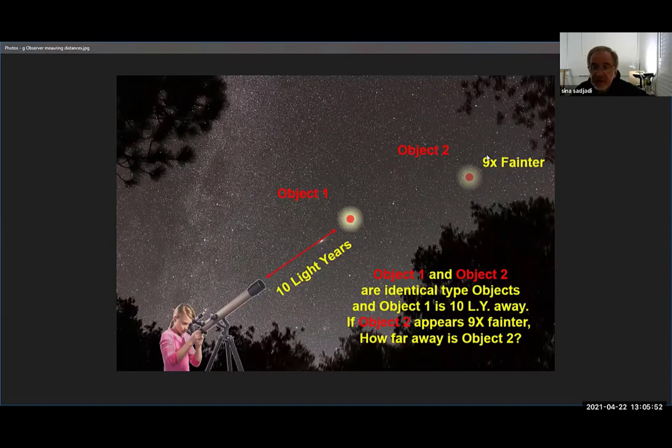How far away is this guy if it's 25 times fainter? 5 times farther away. 50 light years? 50 light years, that's right, 50 light years.